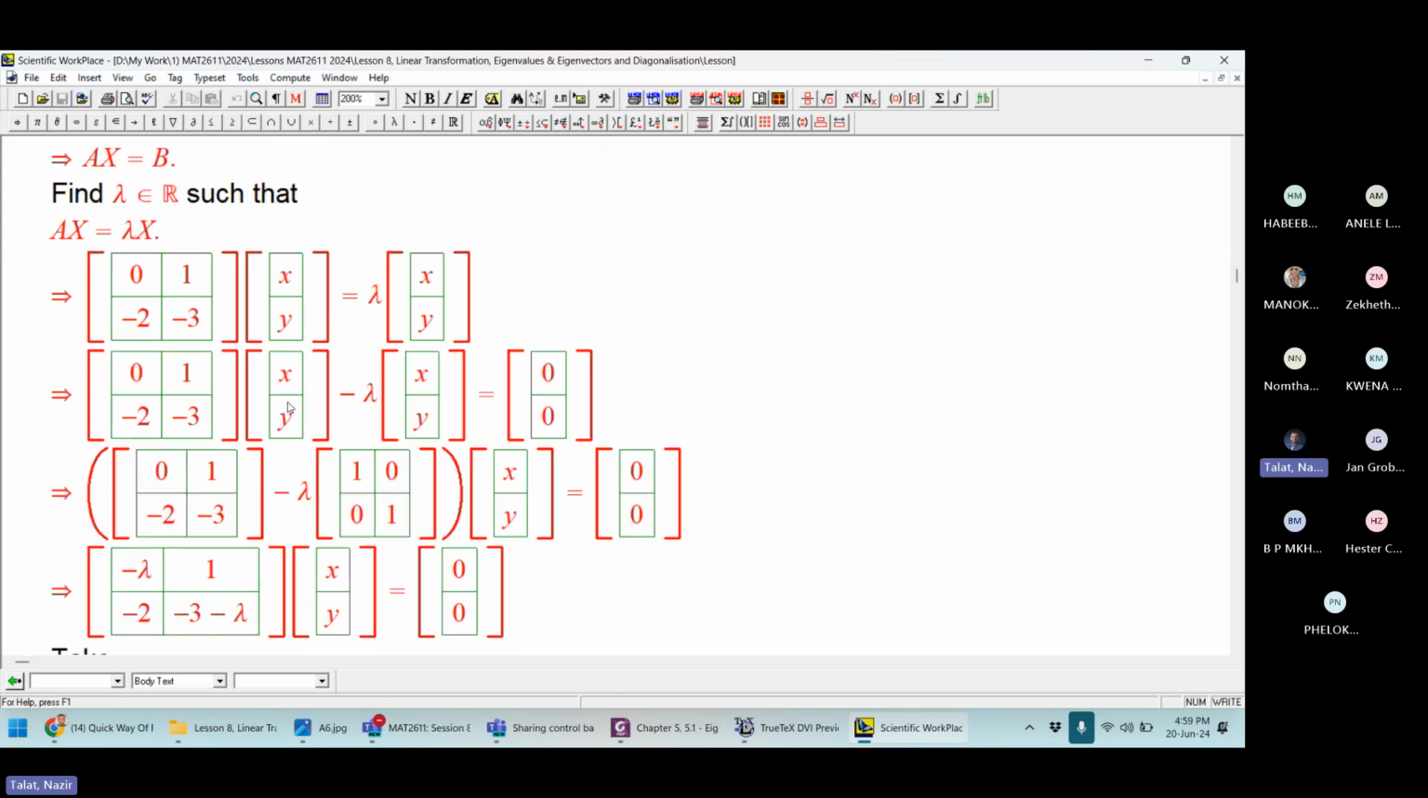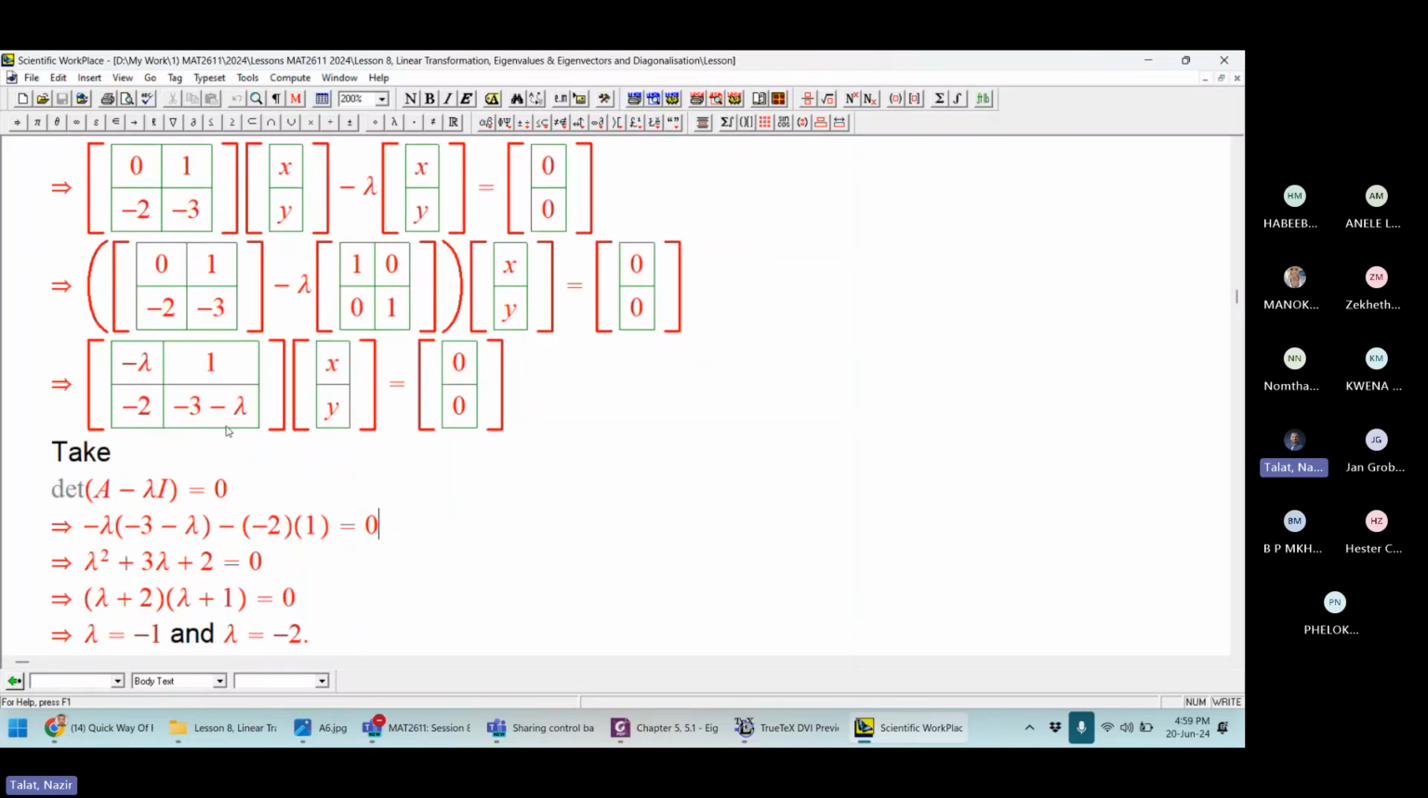And we can take x common from that. If you take x common, an identity matrix comes over here. So it means that (A minus lambda I)x is equal to 0. If you subtract that, you get 0 minus lambda and 1 over here, minus 2 and minus 3 minus lambda, times (x, y) equal to 0. So this is a homogeneous system.